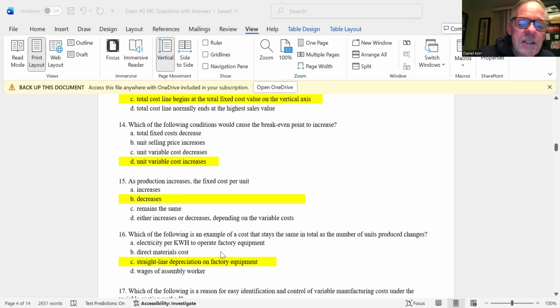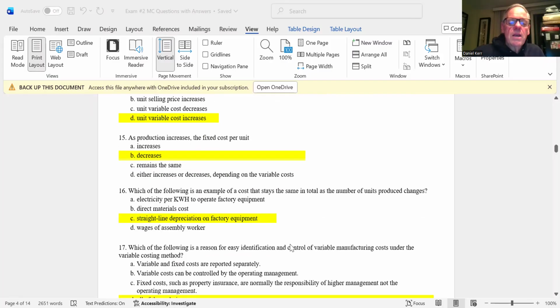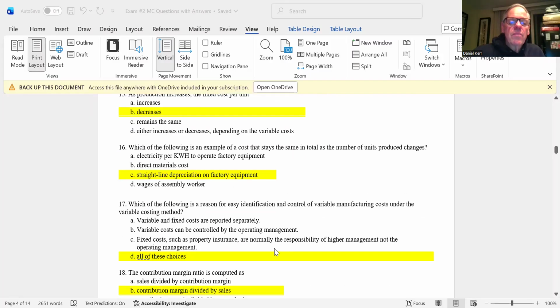16, which of the following is an example of a cost that stays the same as the number of units produced changes? Well, those would be fixed costs. Electricity, direct materials, and wages would all be examples of variable costs. So the one that would be fixed costs would be straight line depreciation of factory equipment. You could have depreciation being a variable cost if you use the units of production as opposed to straight line methods of depreciation. You may remember units of production from your Financial Accounting 1 course, often used in manufacturing.